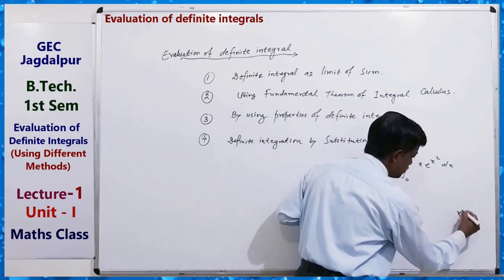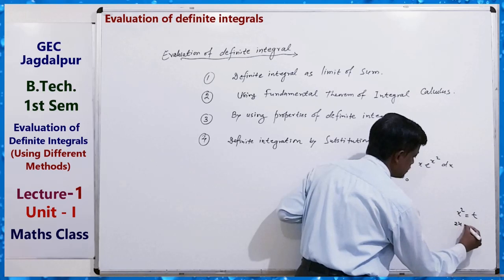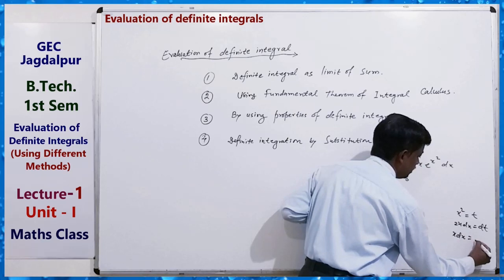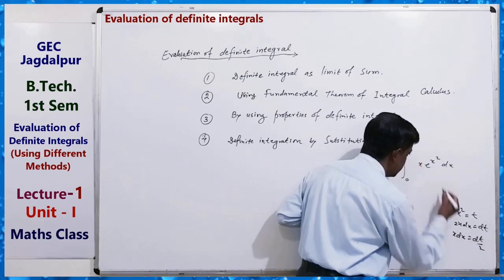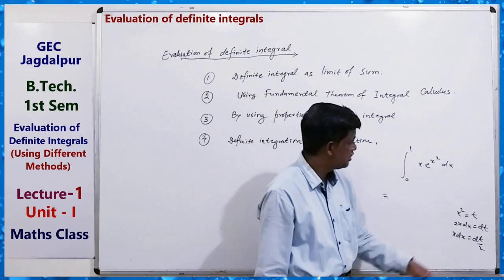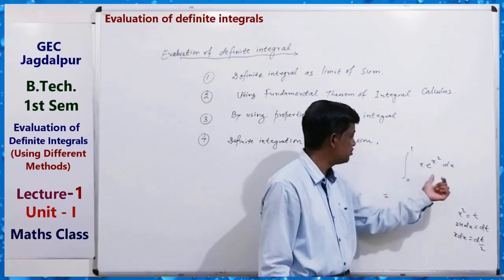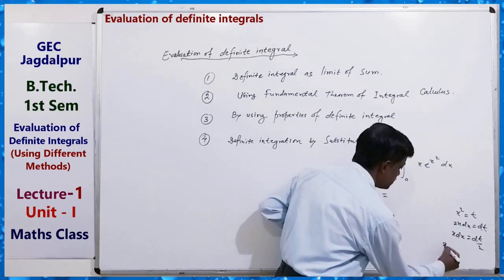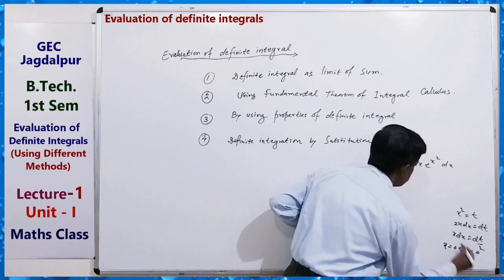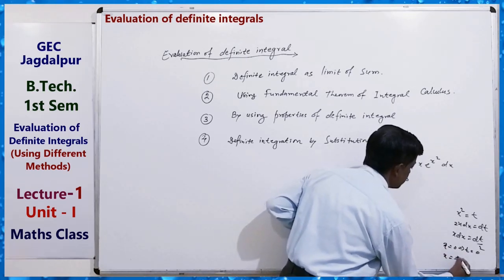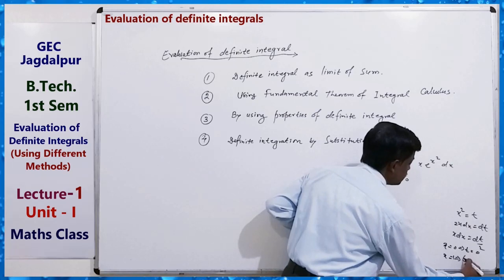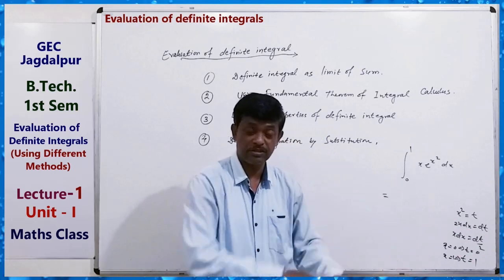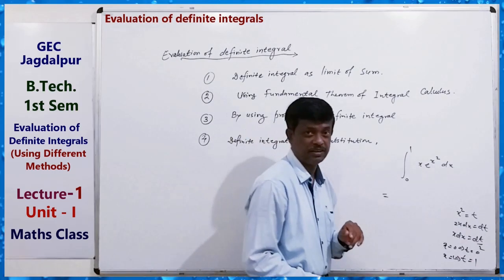That means x square equals t, so 2x dx equals dt. So x dx equals dt by 2. And here, if we put x square equals t, then t is the new variable, and the limit of t will be: x equals 0 gives t equals 0. Similarly, x equals 1 gives t equals 1. You can get it from here. So the limit is also changed by using direct substitution.